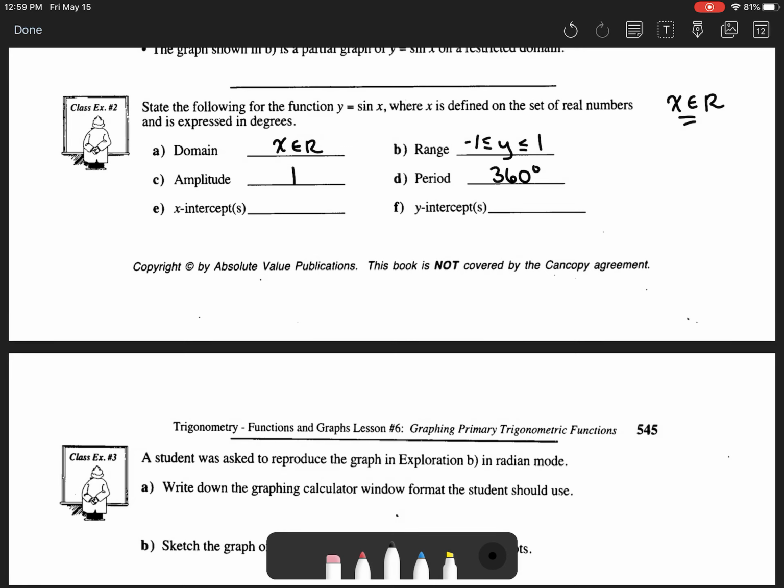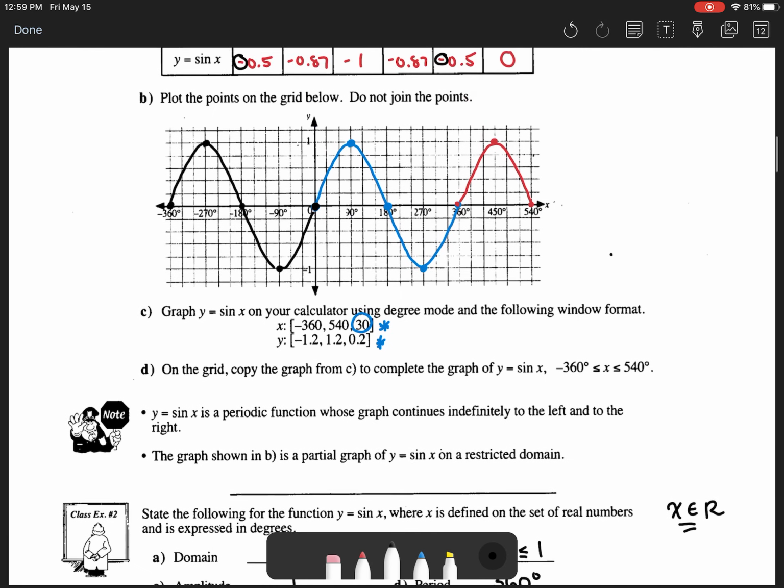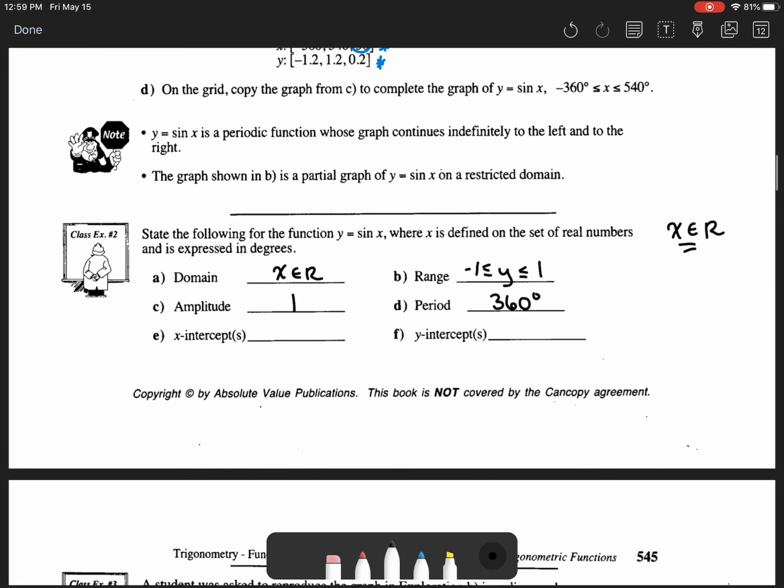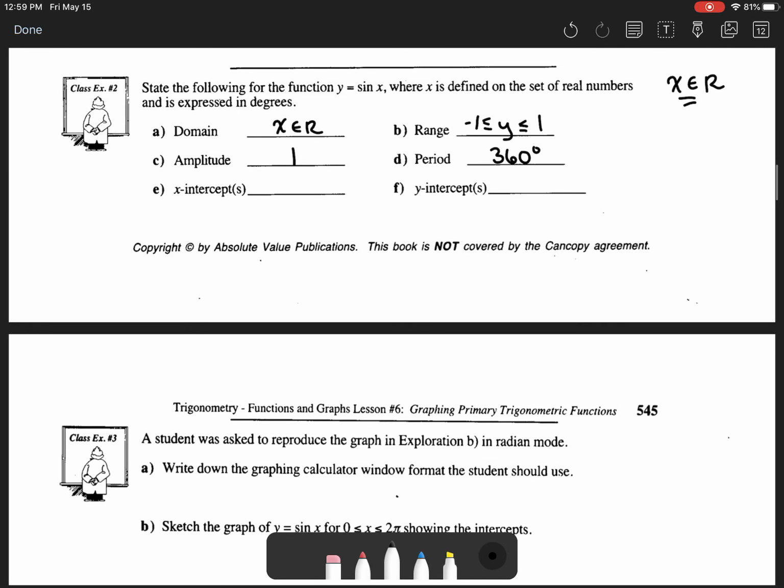Now the x-intercepts, okay, these are interesting. How often do they occur? Well, if you take a look at your graph, okay, the x-intercepts occur here at 0, then at 180, then at 360, then at 540. They're occurring every 180 degrees in both directions. So every 180 degrees I hit the x-axis.